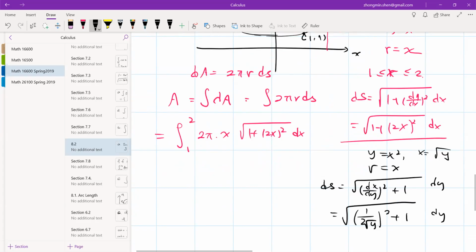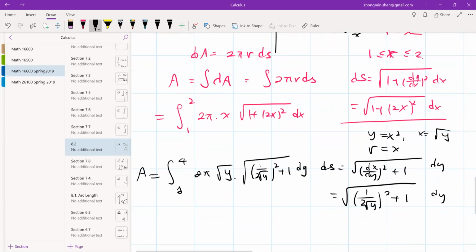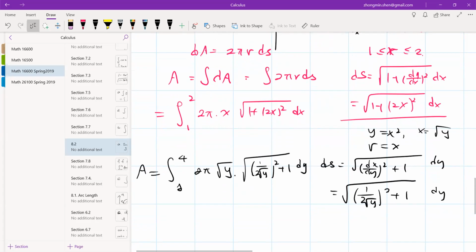Now, what is the domain for y? The domain for y is from 1 to 4, right? So this is going to be the integral of 2 pi, r is going to be x, so the x should be replaced by square root of y, and then ds, and y is from 1 to 4. So you get a quite different integral, but they should give the same value.